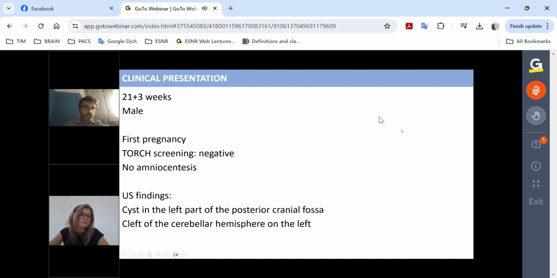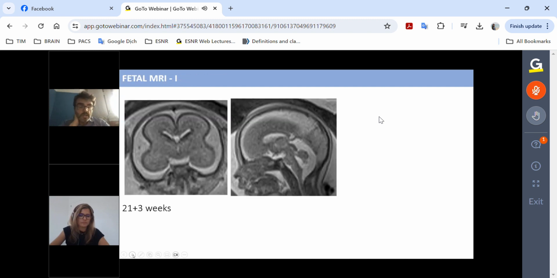which has a long presentation because the history starts from the fetal age. We have this fetus, which is at 21 weeks of gestation when he comes for the MRI. The reason for the MRI is that at ultrasound, the gynecologist found a cyst in the left part of the posterior fossa, with some kind of damage of the cerebellar hemisphere, a cleft of the parenchyma. So we did the MRI at 21 weeks of gestation.